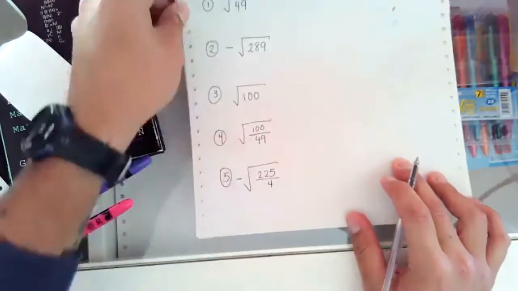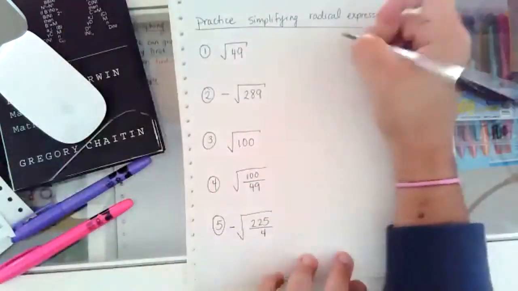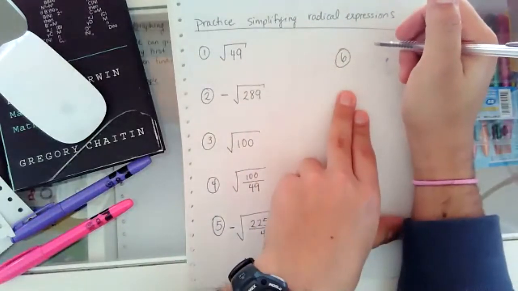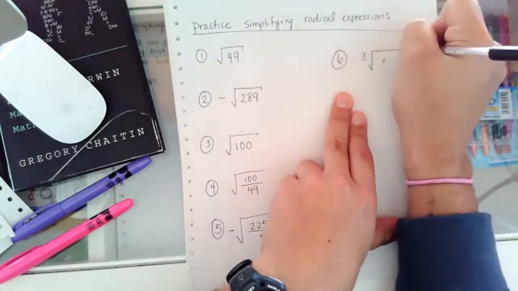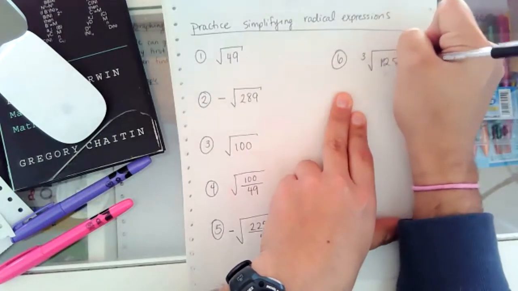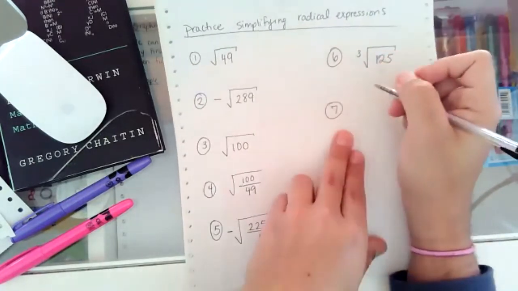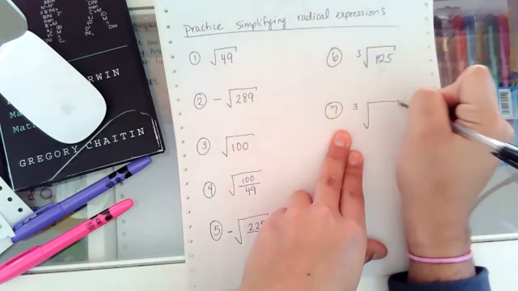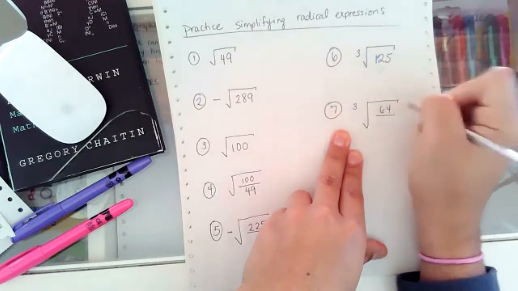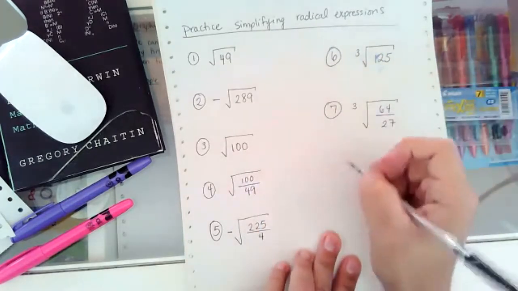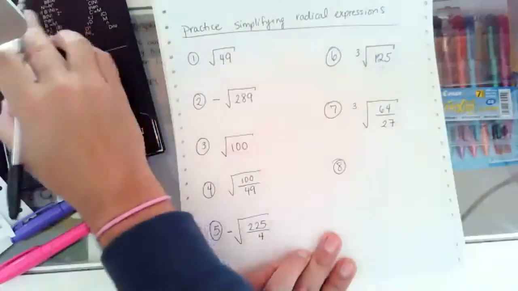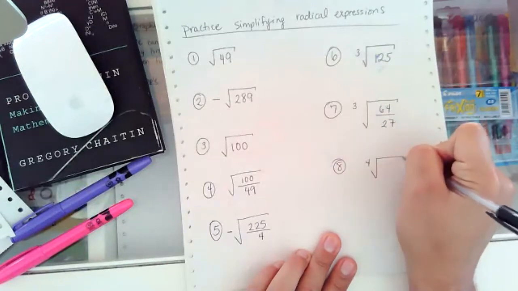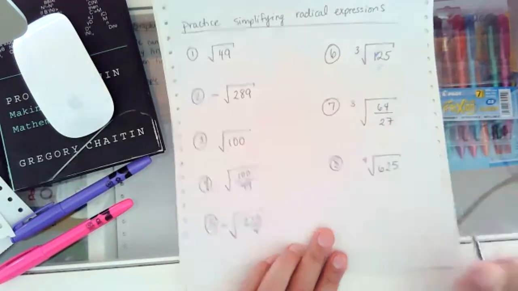Maybe I should challenge you guys some more. I think that these will be pretty straightforward. So let me give you some more. The cube root, go ahead and simplify the cube root of 125. The cube root of 64 over 27. The fourth root of 625.